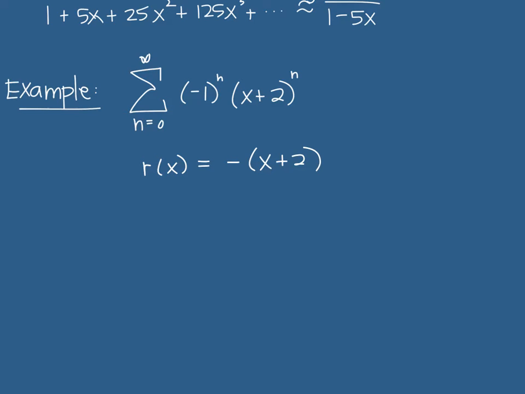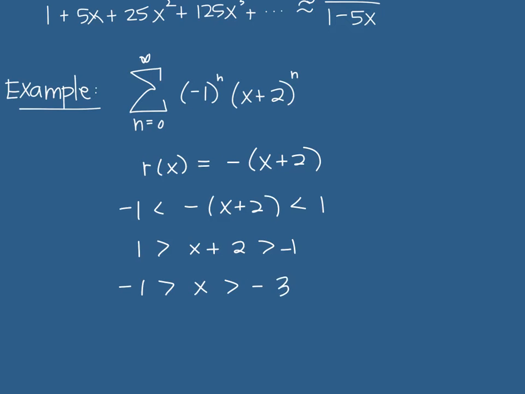Okay, let's apply the interval of convergence to that. Divide everything by negative 1, which flips the signs around. Subtract 2 from everything. All right, x being between negative 3 and negative 1, this is the interval of convergence.